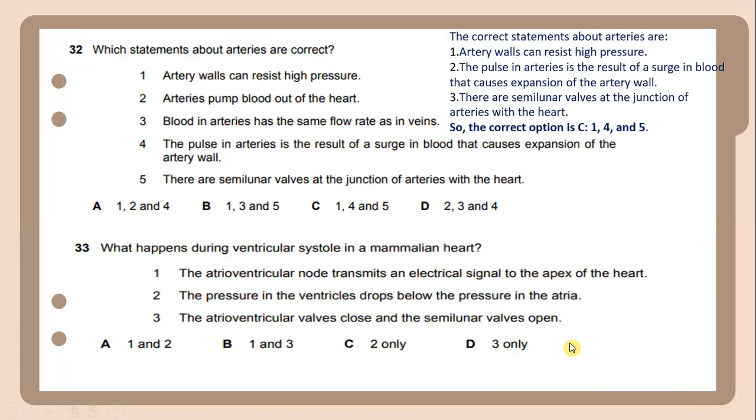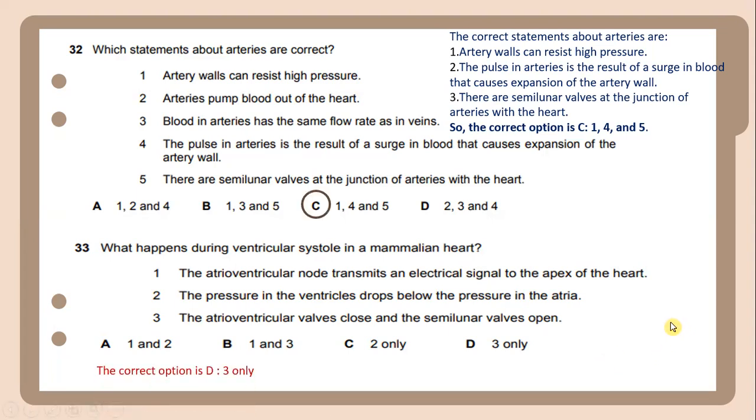32. Which statements about arteries are correct? The correct statements about the arteries are number 1, number 4, and number 5. Which is number 1, artery walls can resist high pressure. Number 2, the pulse in an artery is a result of a surge in blood that causes expansion of the artery wall. And number 4 is the pulse of the artery. Okay, number 4. And number 5, there are semilunar valves at the junction of the artery with the heart. So the correct option is C, 1, 4, and 5.